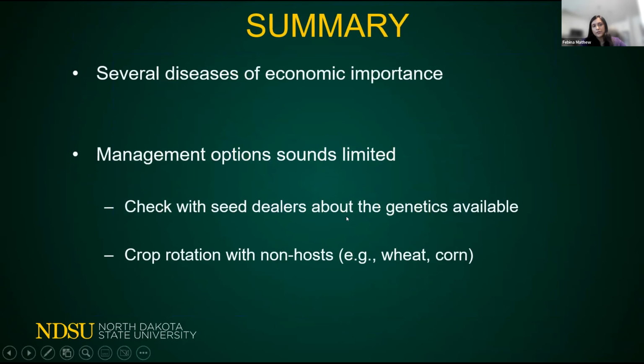So in summary, for sunflower diseases, there are several diseases of economic importance, but management options are fairly limited. Typically, we tell the farmers to check with the seed dealers what genetics is available for the diseases, but I also tell the farmers to monitor the diseases, what might have happened in the last 5 years. If Phomopsis has been a problem, you want to be talking to the seed dealer. If rust has been a problem, you want to be asking what genetic options you have. So that's one of the key things to check.